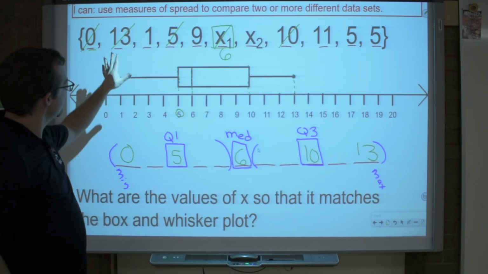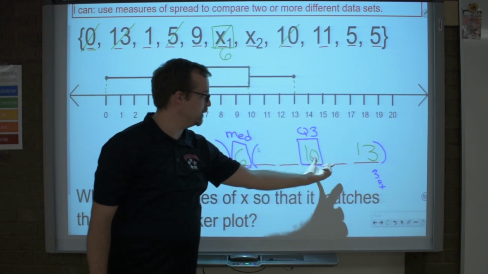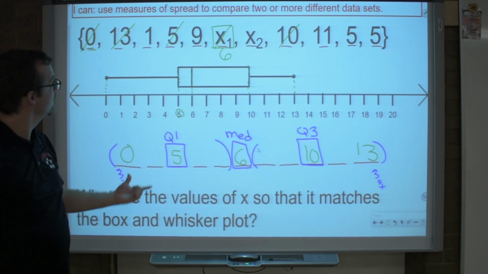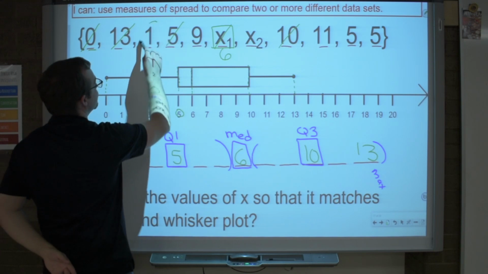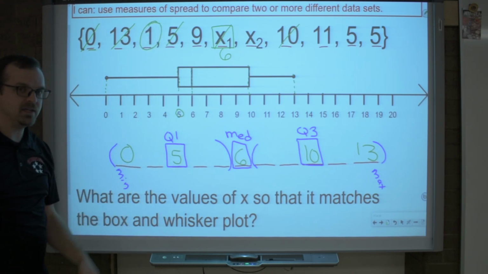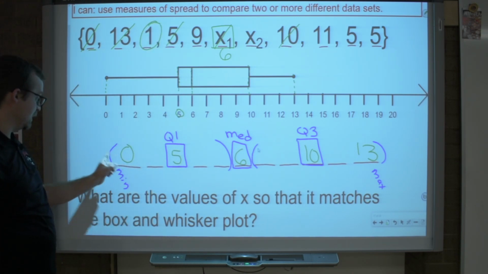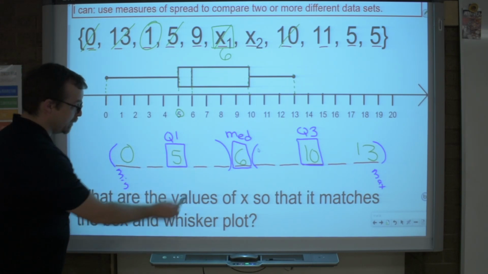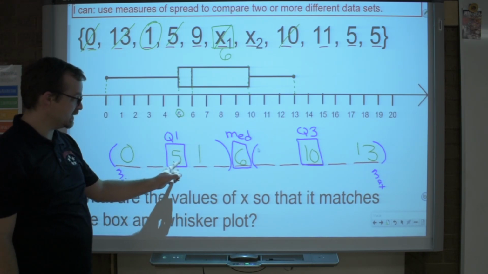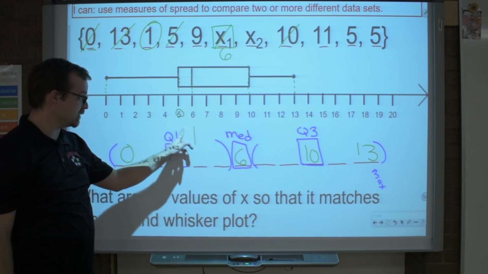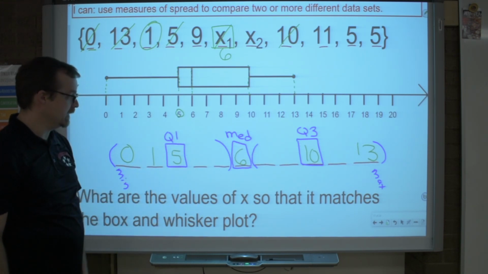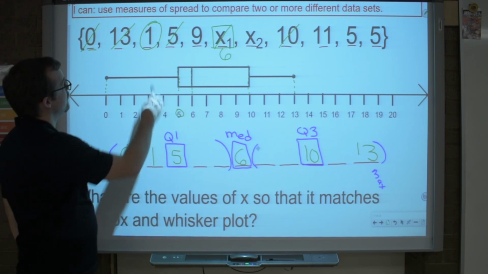But I can start taking this data that I have up here and start putting it where it could belong, right? For instance, 1. Where could I put a 1 in my data? Well, I can't put it to the left of 0. I could not put a 1 here because that would have to be greater than 5 and 1's not. So there's only one place that I can put a number 1, and that's right there. So we're going to place it there and call it good.